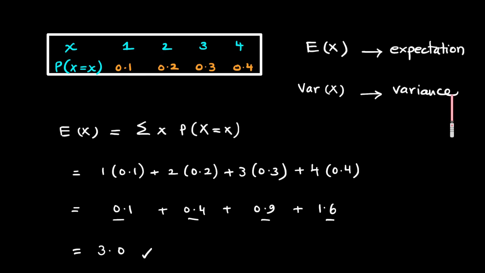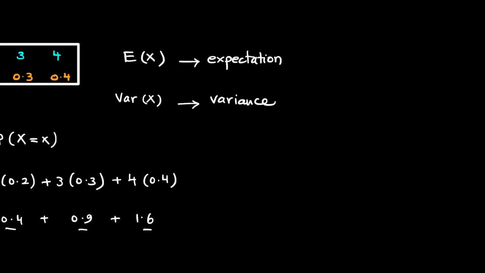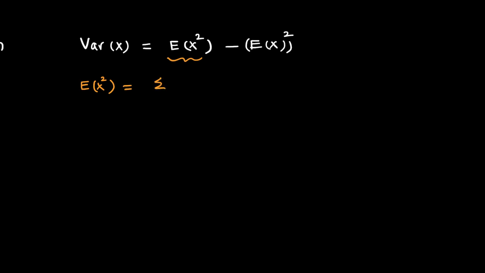Now let's do the calculation for variance of x. If we have to calculate variance of x, we should know the formula. Variance of x is equal to expectation of x square minus square of expectation of x. Now let's first calculate expectation of x square. The formula for expectation of x square is sigma x square multiplying with the corresponding probability. So this time we have to take the value of x, square it, and then multiply with the corresponding probability.